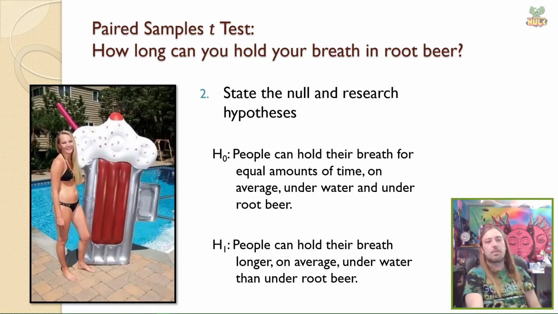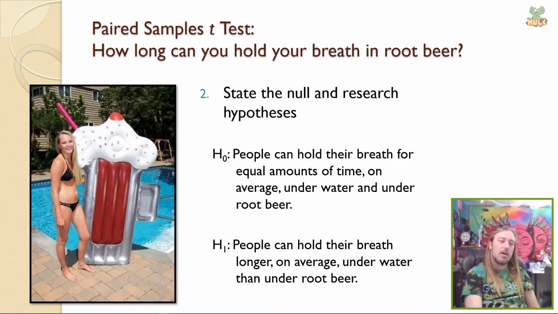Okay, so the next step then is to state the null and research hypotheses. The null hypothesis in this case would be that people can hold their breath for equal amounts of time, on average, underwater and under root beer. The research hypothesis then, the one that we're interested in, the one that we're hoping we can find evidence for, because this is why we did our research, is that people can hold their breath longer on average underwater than under root beer. It's what we suspected based on our thinking, our observations, our background research, our love of root beer, right?